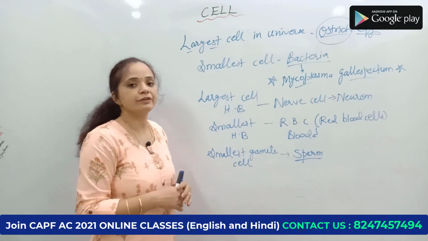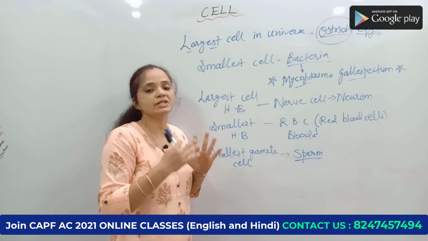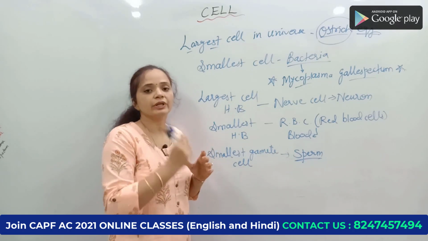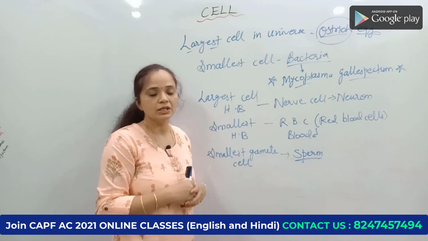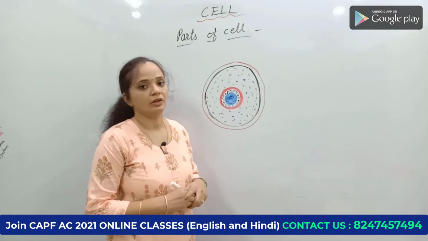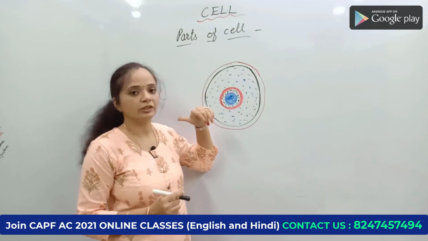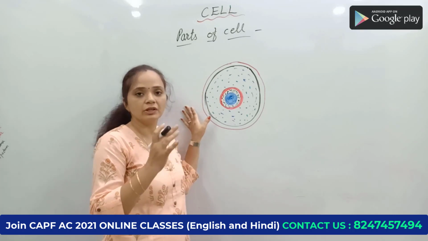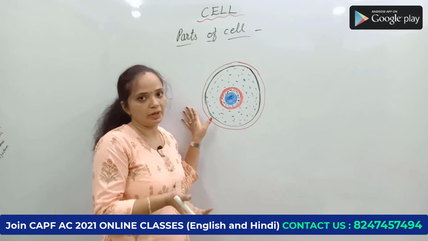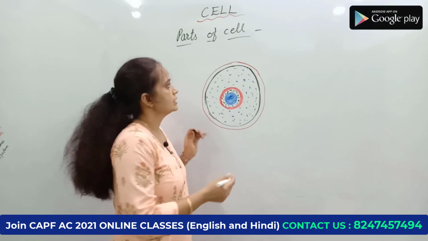Now, let's see the different organelles in the cell, how the cell is made up, and how each organelle functions. That we are going to learn now. Let's see the different parts of a cell. Here I am going to explain a common cell. I am not specifying an animal or a plant cell. A common cell I am going to speak about.